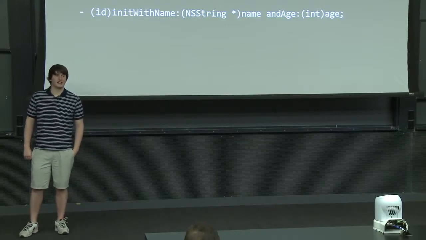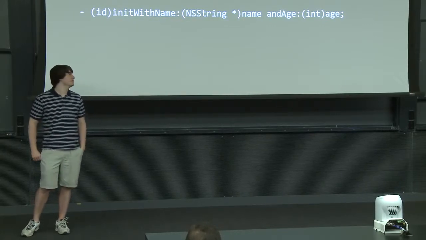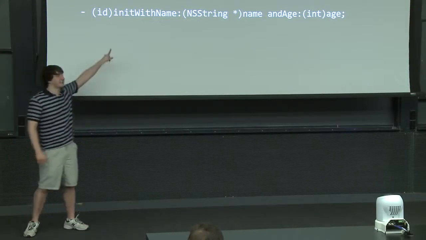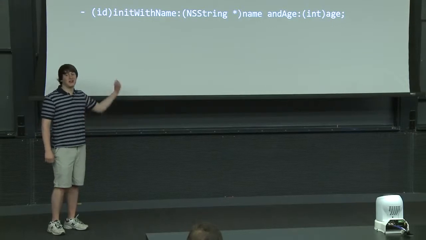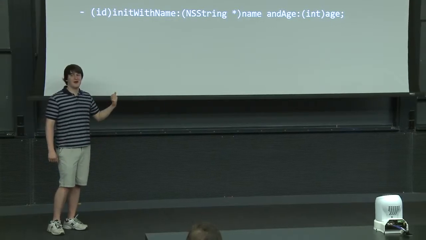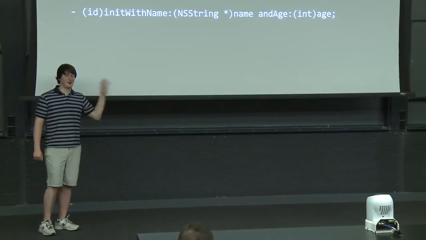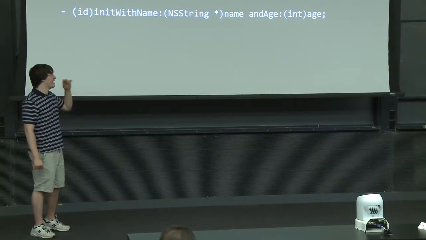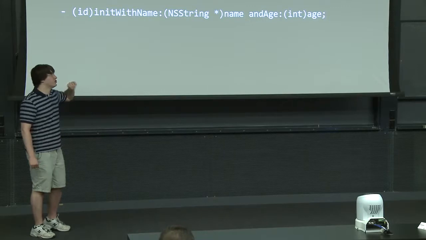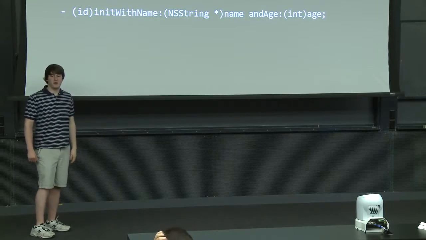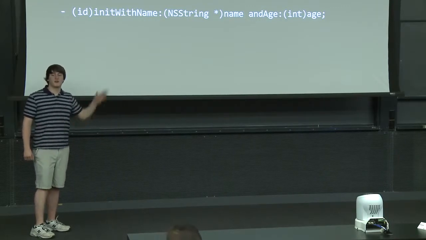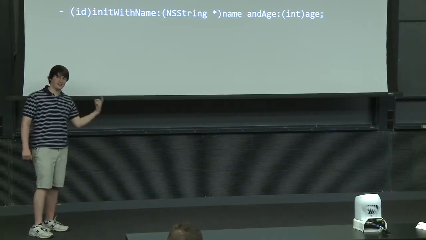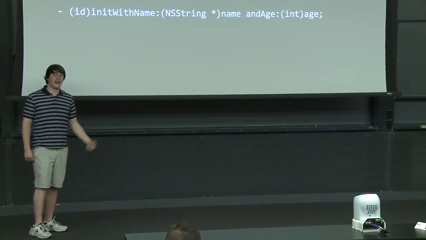So the answer is no, but that should never be the case. Because if the variables are different, this naming scheme should be different. This is how you name methods in Objective-C: all method names are very long and explicit. And so if we decided that instead we wanted to just initialize with the name, then we would have an init with name method without the and age. If we wanted to just do age, we would have an init with age method without the and name, or whatever.